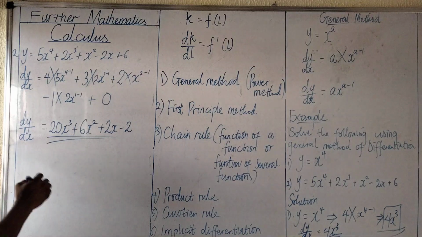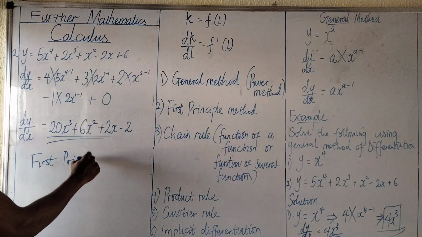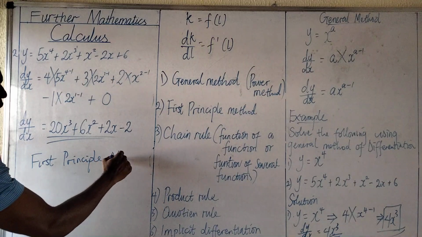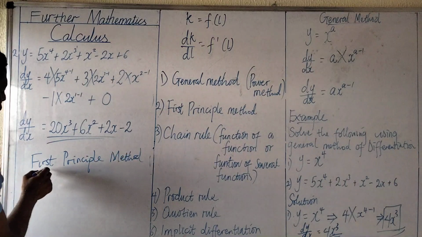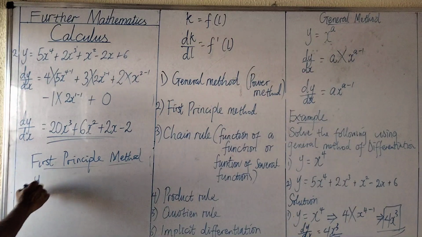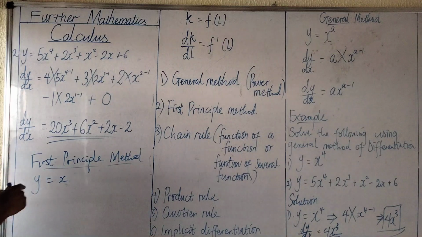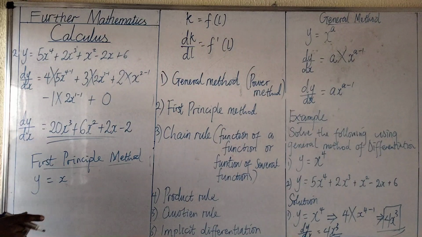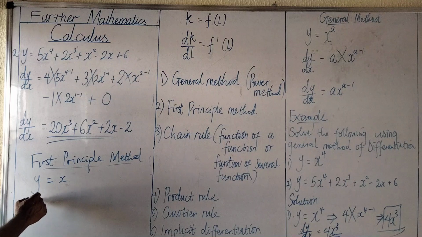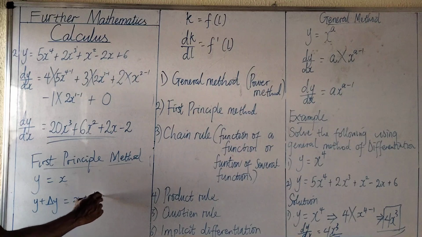Next method we shall be looking at is the first principle method. The first principle method of differentiation. So let us look at what first principle method of differentiation is all about. Okay, first principle method. For example, we have y equal to x. Write this very well. The idea behind first principle is to every y add changing y, and to every x add changing x. So this will now be y plus changing y equal to x plus changing x.